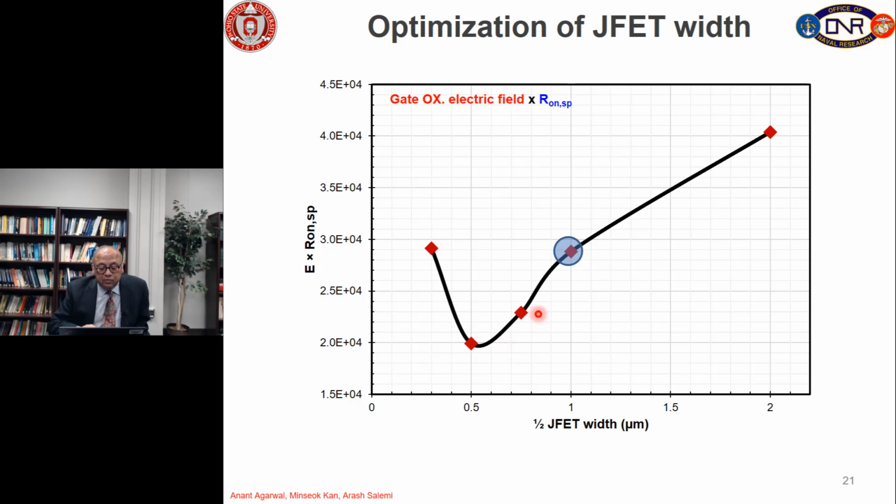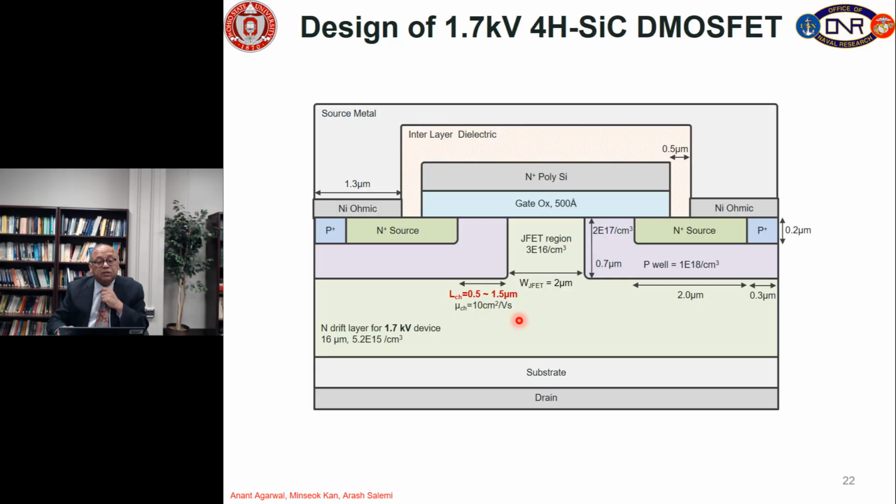So, to be on the safe side, we can choose half JFET width of 1 micron. Even if there is some error or some design bias or process bias, so that the exact JFET width is different from 1 micron, we will still be close to this minimum value. So, this looks like a good design point of half JFET width of 1 micron. If it becomes 1.25 micron, we are here. If it becomes 0.75 micron, then we are here. We are not going to drift too much away by process or design bias. So, that is a good design point of 1 micron half JFET width, which means the total JFET width is 2 micron. So, this is the cell now.